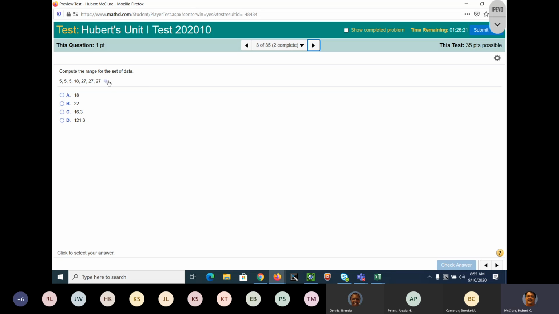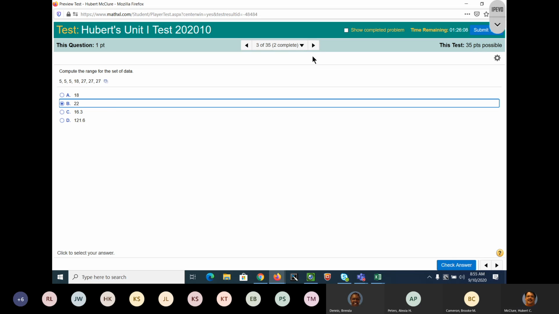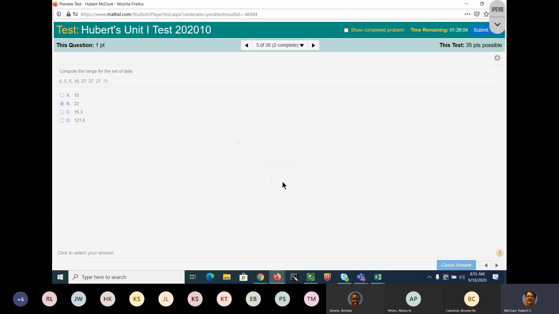Compute the range again. That's not going to put these in this order. It's going to mix it up, so it's not going to be one right after the other. 27 minus 5 is what? 22? And you can't check your answer. That's just for me. Okay, let's check the last one, make sure I got it right. Yep.